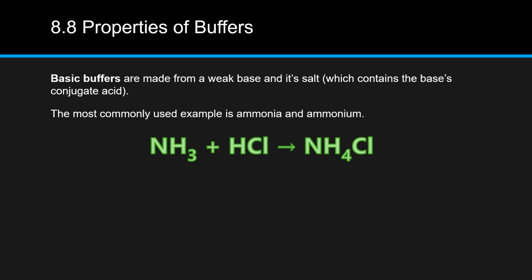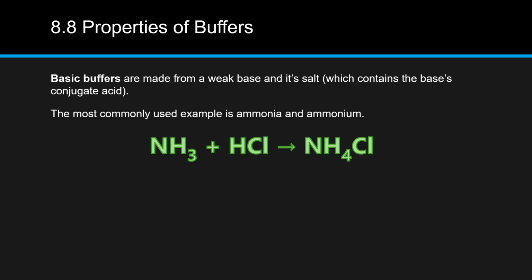All right, and now let's talk about basic buffers. So a basic buffer is made from a weak base and its salt, which provides the conjugate acid. A really common example in AP chemistry is ammonia and ammonium. Just like with acidic buffers, the salt is going to dissolve completely to provide a high concentration of your conjugate acid, while the weak base partially reacts with water, establishing that equilibrium with a buffer. So looking at this reaction, we can see we have a weak base, ammonia, reacting with a strong acid, hydrochloric acid, and it's going to form an ionic salt, ammonium chloride.